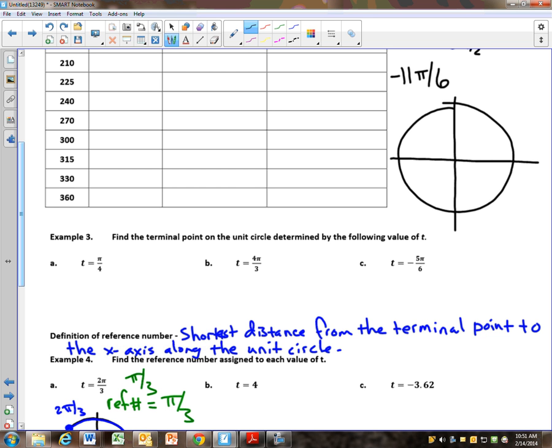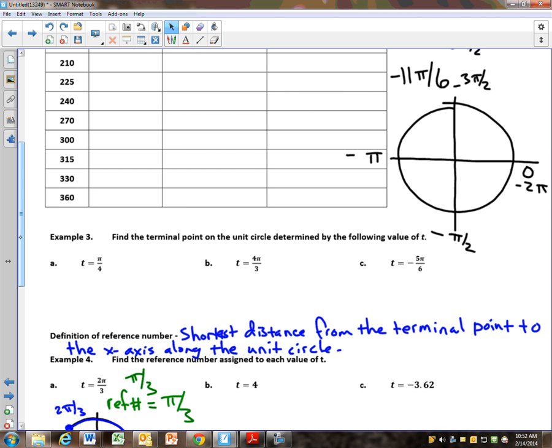Negative 11 pi over 6. This would be negative pi over 2, negative pi, negative 3 pi over 2, and negative 2 pi. Can you tell by looking at negative 11 pi over 6, is that going to be more than one full rotation? Not quite. Negative 12 pi over 6 would be the same as negative 2 pi, so if we went to negative 12 pi over 6, we would make one full rotation. Negative 13 pi over 6, negative 14 pi over 6 would be more than one full rotation. This is going to be short of one rotation.